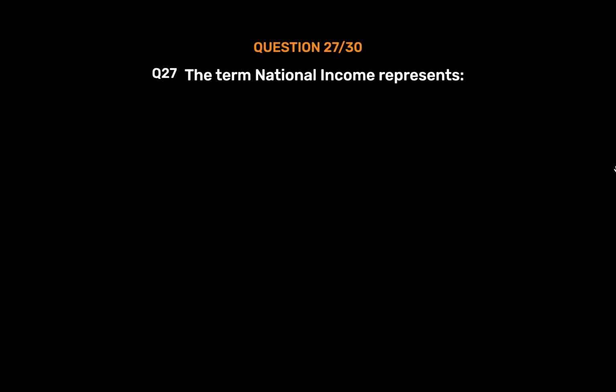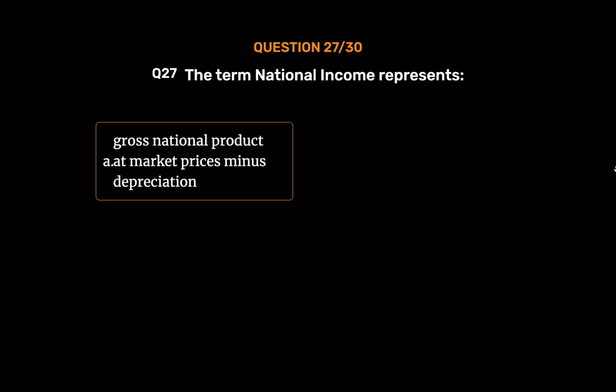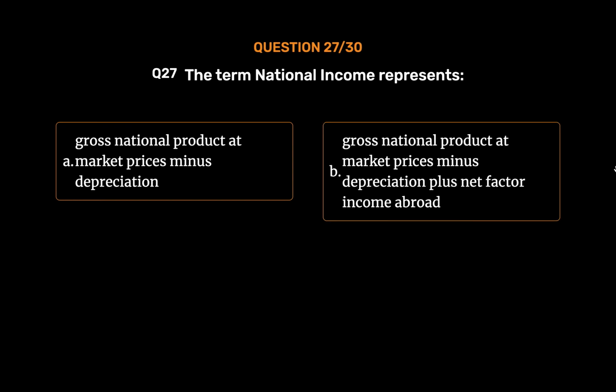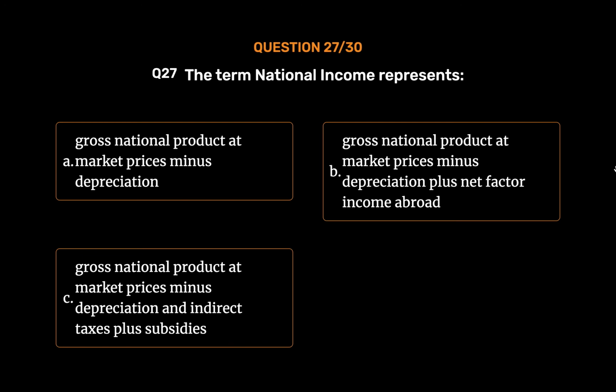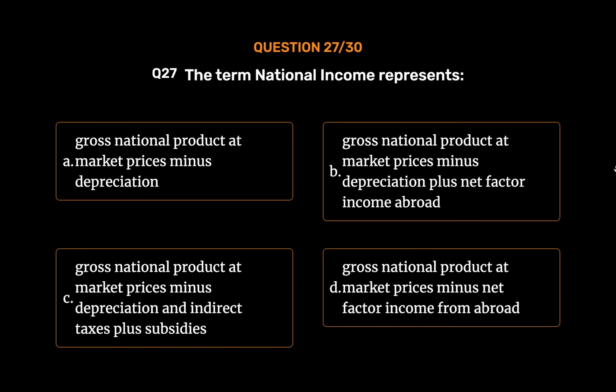Question number 27. The term national income represents Option A. Gross national product at market prices minus depreciation. Option B. Gross national product at market prices minus depreciation plus net factor income abroad. Option C. Gross national product at market prices minus depreciation and indirect taxes plus subsidies. Option D. Gross national product at market prices minus net factor income from abroad. The correct answer is Option C. Gross national product at market prices minus depreciation and indirect taxes plus subsidies.